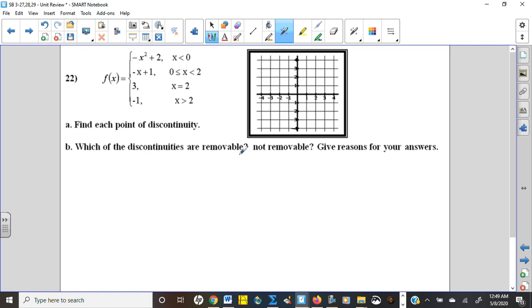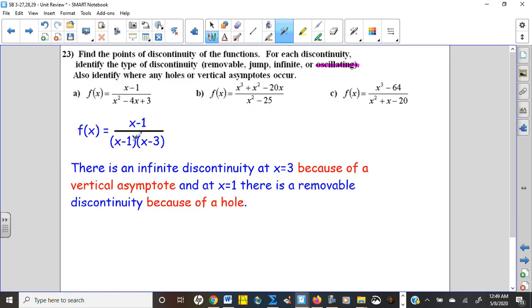This is another one, a piecewise function. You had to draw and discuss the types of discontinuities that you have. Once again, it's worked out in the course pack for you. This is one that asks you to identify types of discontinuities. You will not see any oscillating discontinuities, so don't worry about that. But removable, jump and infinite discontinuities you have to understand well.